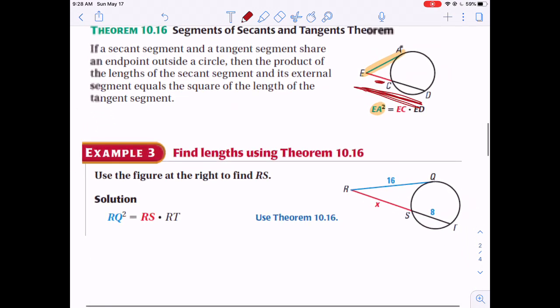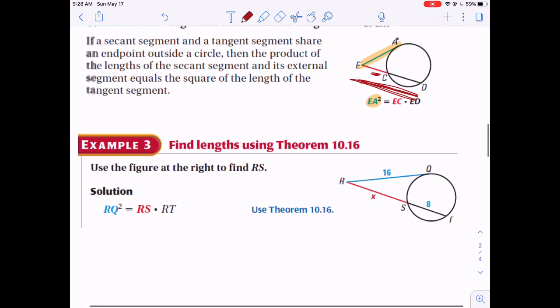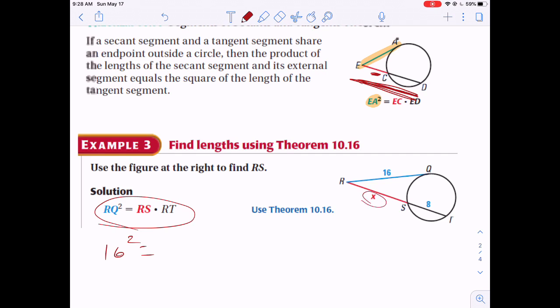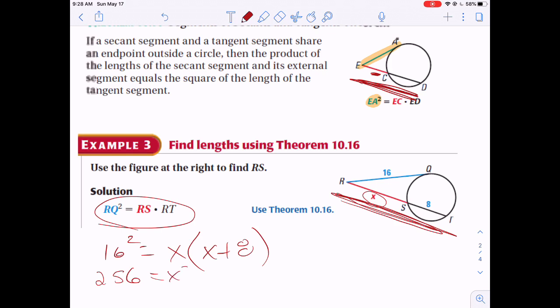Well, here's one right here. So I have the equation right above. Here's my tangent right here, and that's the 16. That's when I square. In fact, here's the equation right here. So it's going to be 16 squared equals the small piece on the outside, okay, that's the x, times the full length, x plus 8. So 16 squared is 256 equals x squared plus 8x.